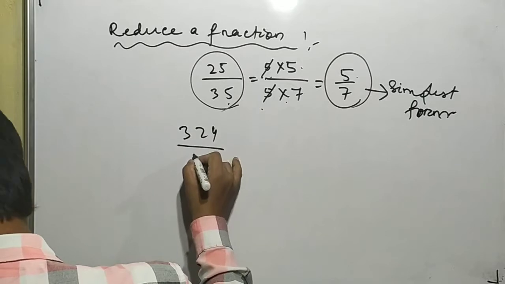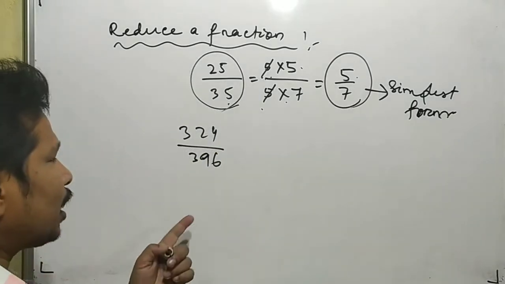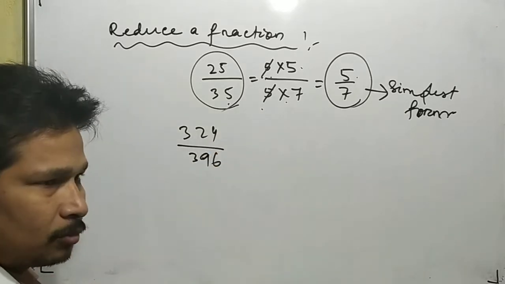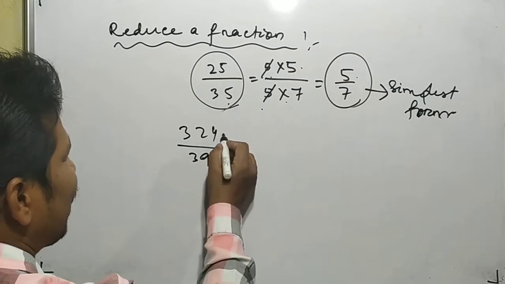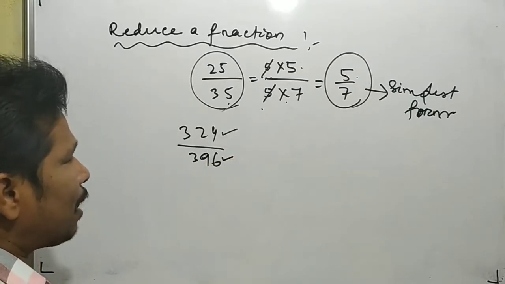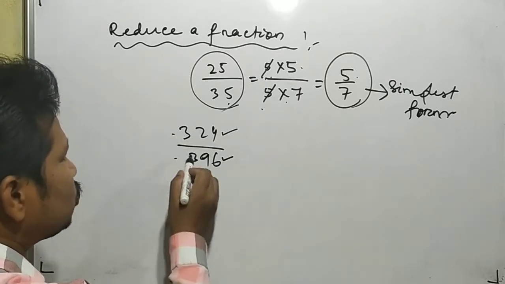324 divided by 396. Here we can't tell what the maximum number is that can be cancelled. So we first have to factorize this number and also this number. There are two processes, and in both we have to find the factorization of these two numbers.